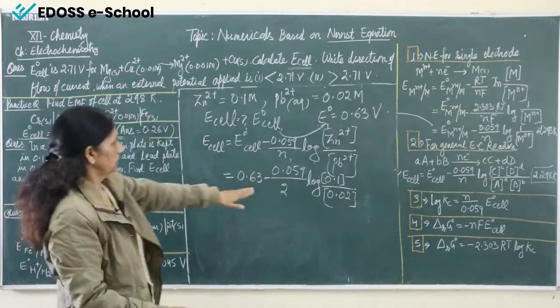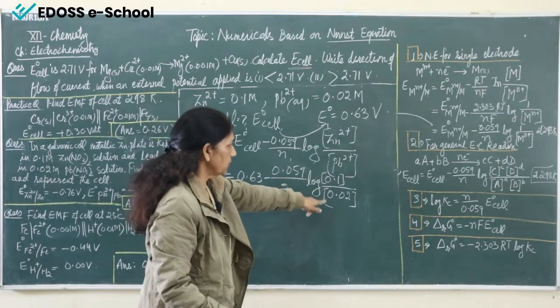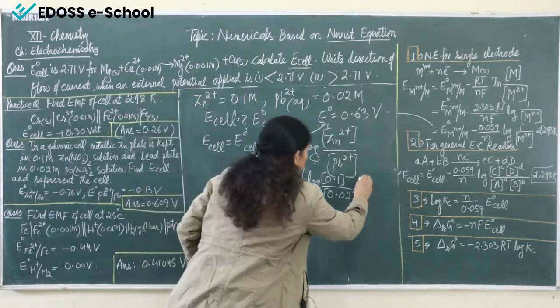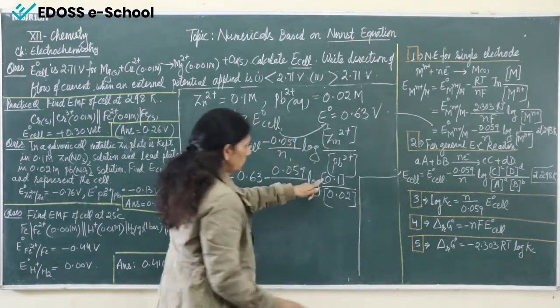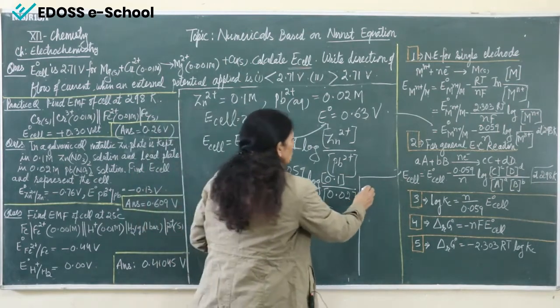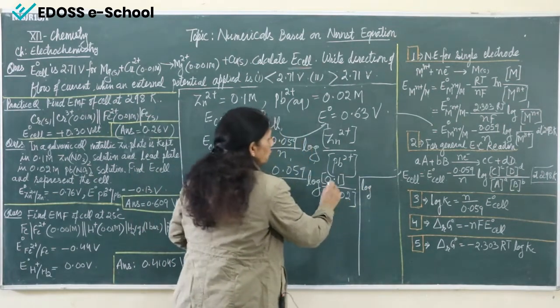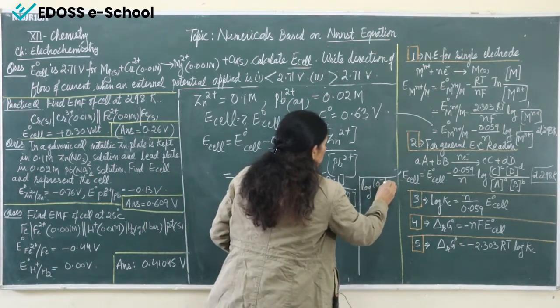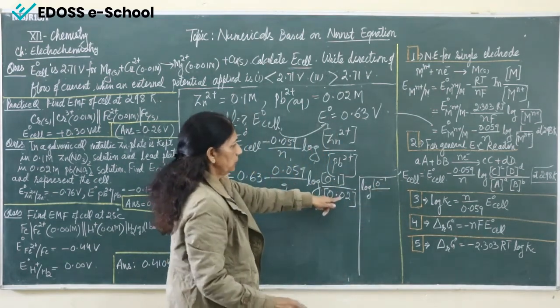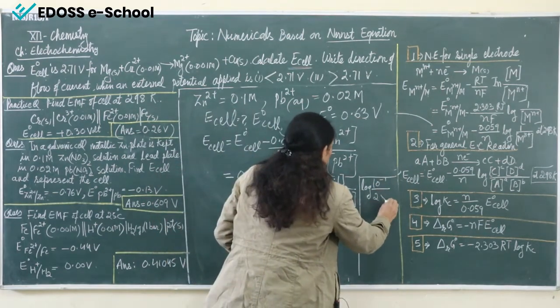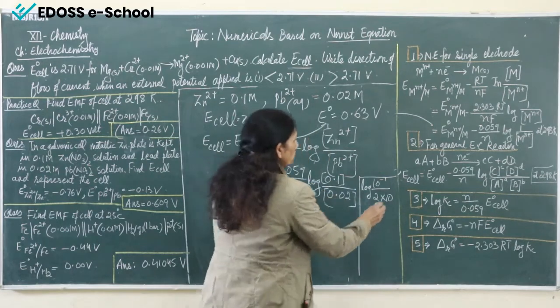Now see how we will solve it. Log 0.1 means 10 raised to power minus 1, and 0.02 means 2 into 10 raised to power minus 2.